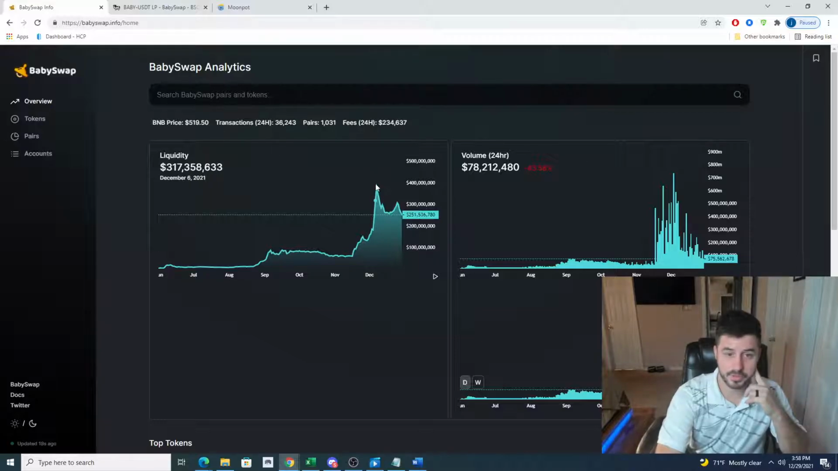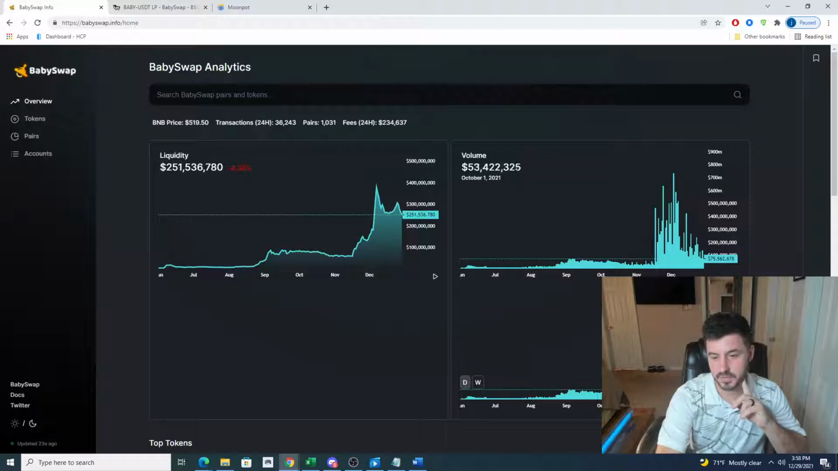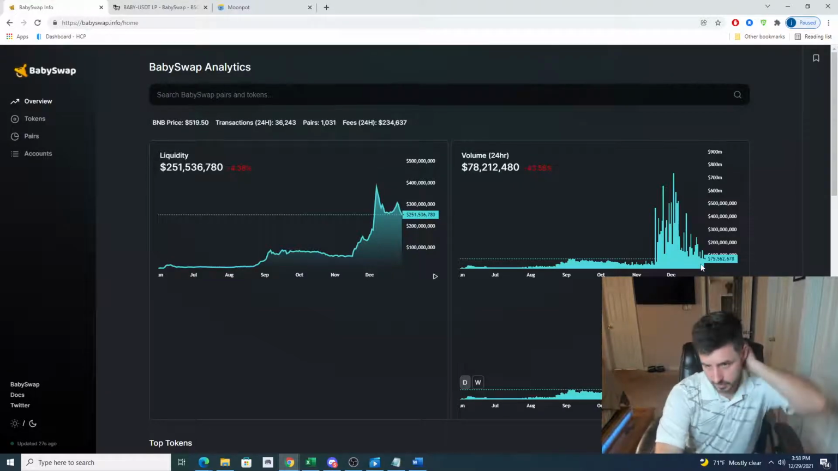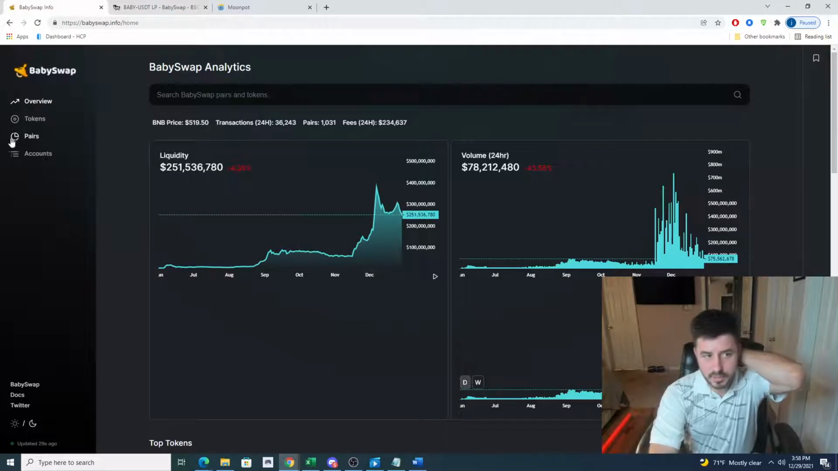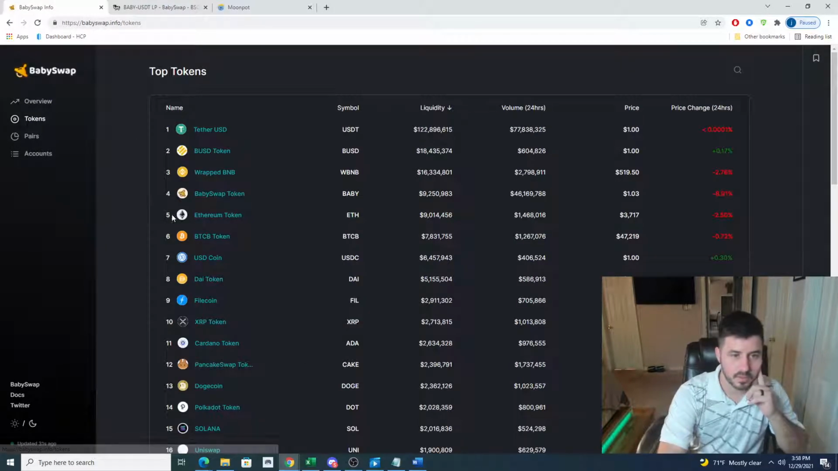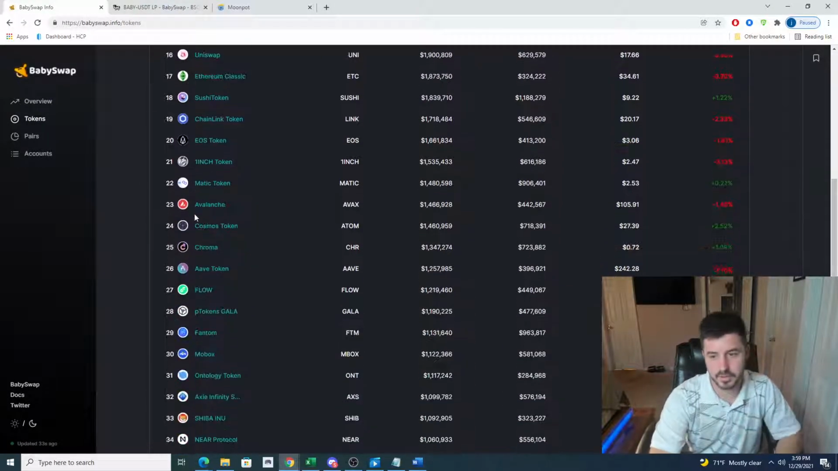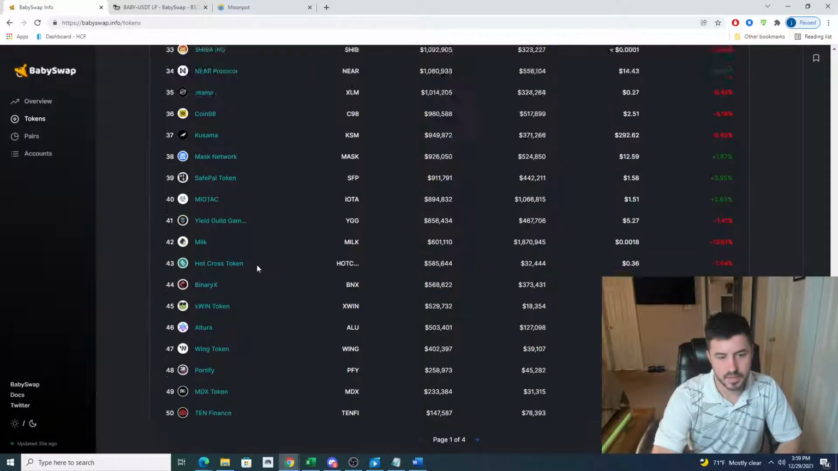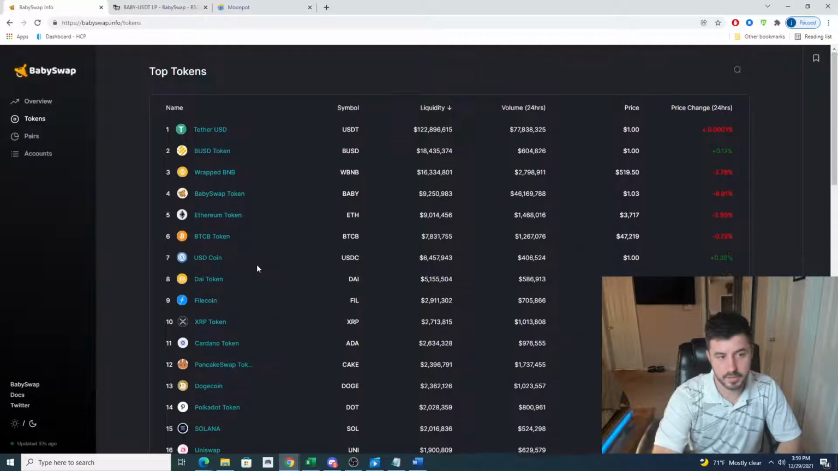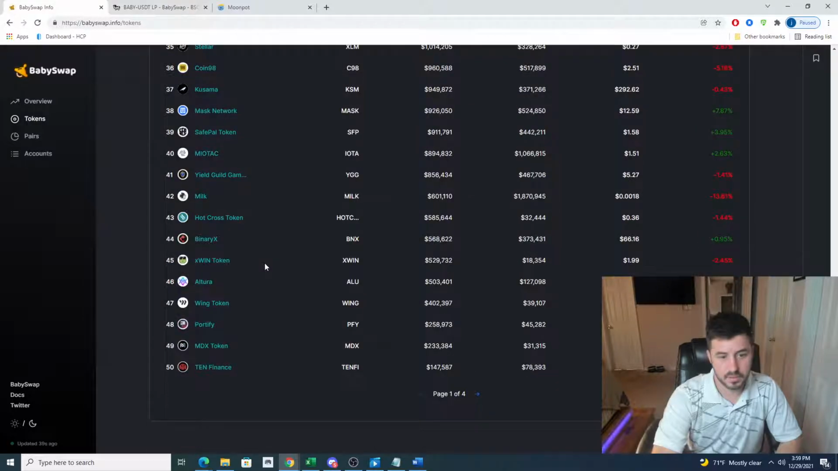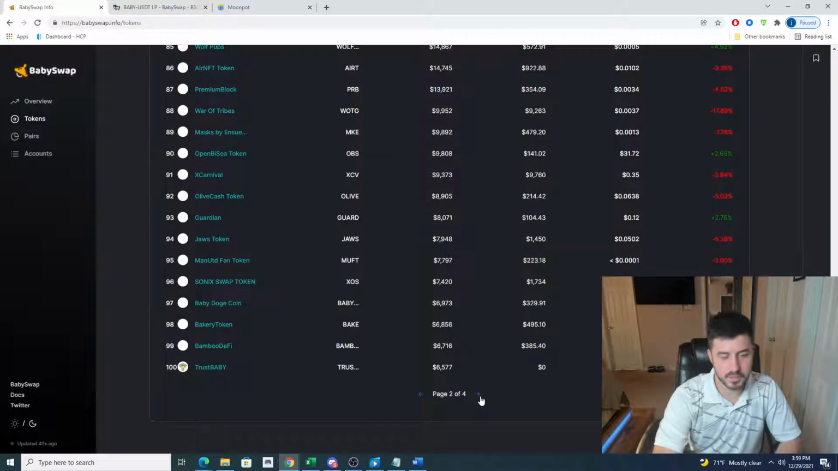It's 400 million. 24-hour trading volume of 78 million. Seems like the trading volumes kind of went down some. It's interesting here. This is all the different currencies that have pairs here. Man, there's a lot of different stuff here.